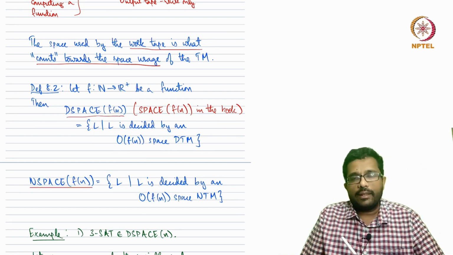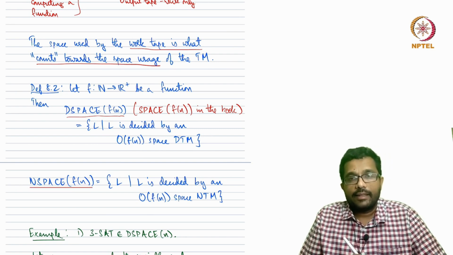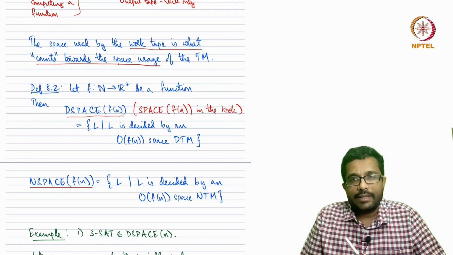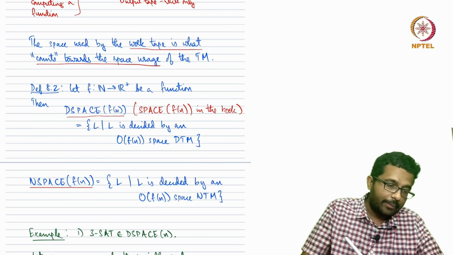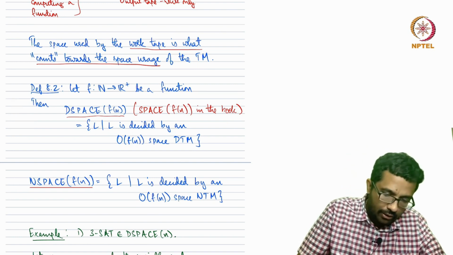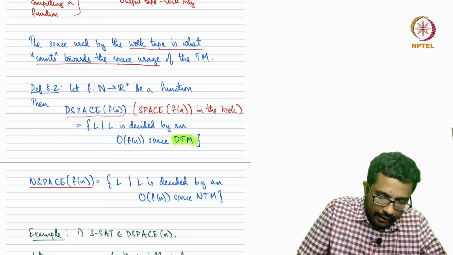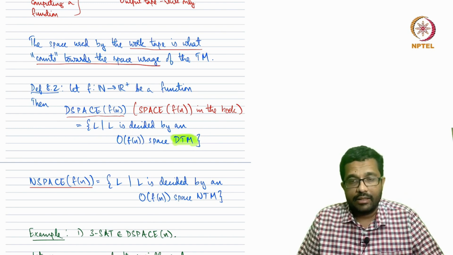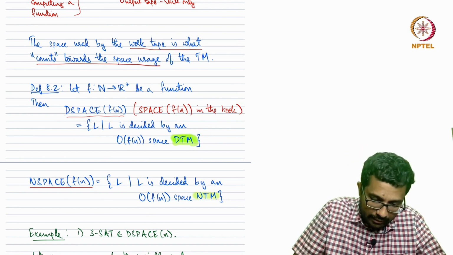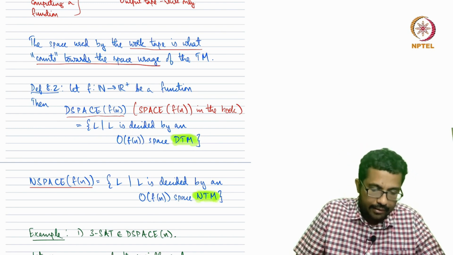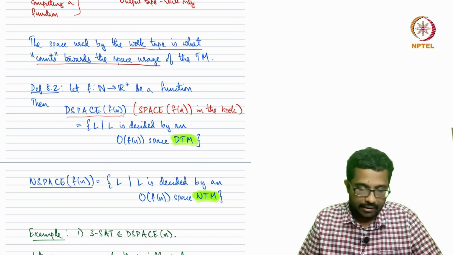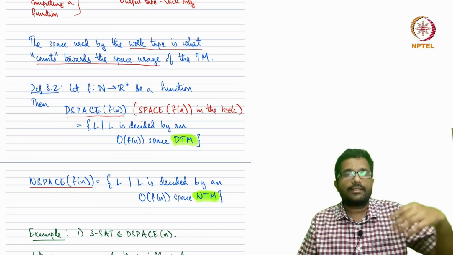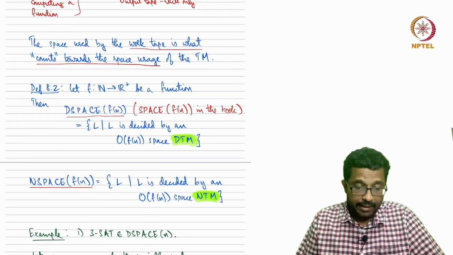So DSPACE of f(n) is the set of all languages that can be decided by an f(n)-space, or O(f(n))-space, deterministic Turing machine, right? So deterministic Turing machine, that's why it's called DSPACE. And NSPACE of f(n) is the set of languages that can be decided by an f(n)-space non-deterministic Turing machine, right? So this is DSPACE f(n) and NSPACE f(n). This is just like DTIME and NTIME, but just analogously defined for space.